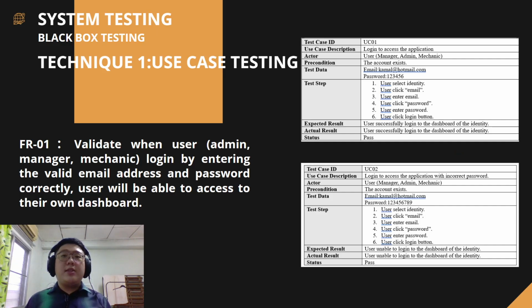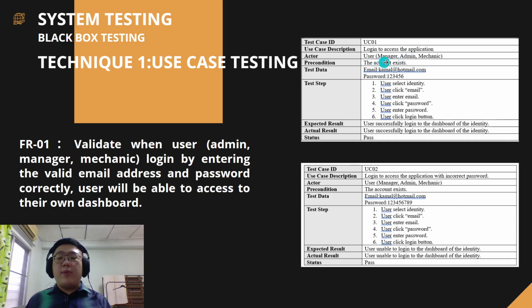So in this topic, which is the Bot's fleet management system, I would use use case testing as the first technique. For example, for FR01, the system will validate that when the user, which is admin, manager, or mechanic, logs in by entering the valid email address and password correctly, the user will be able to access their own dashboard. As you can see on the right side, the first use case is login access to the application.